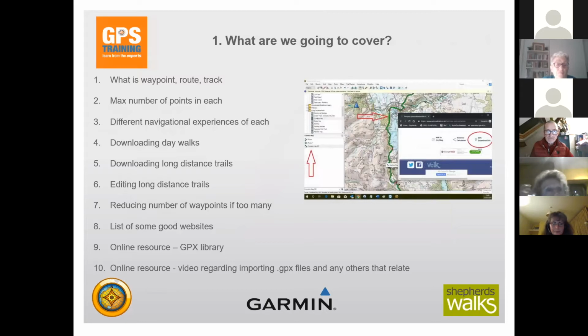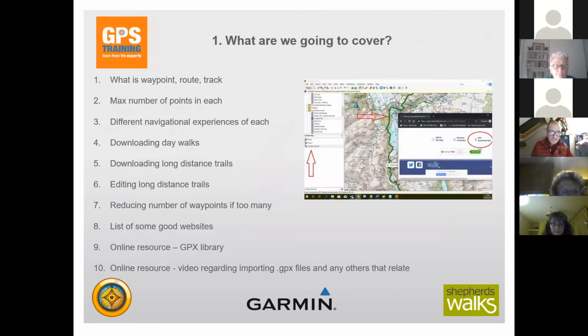So this is what we're going to cover. We're going to look quickly at what a waypoint, a route and a track is, just so we understand the differences between each of them. We're going to look at the maximum number of points in each of these, look at the navigational differences, and then we're going to download a day walk. We'll download a long distance trail, edit a long distance trail, and look at reducing the number of waypoints if we've got too many.